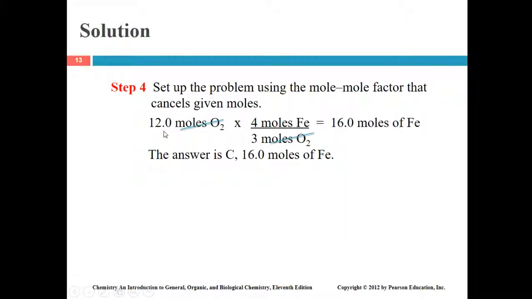We first start with what is given, the 12 moles of O2. Right then and there, that tells us which of our ratios we need to set up. We need to have our moles of O2 cancel out. So that means the moles of O2 must be on the bottom. So our ratio is 4 moles of iron over 3 moles of O2. So 12.0 times 4 divided by 3 is 16.0 moles of Fe.